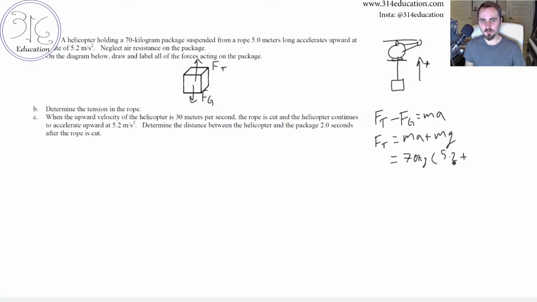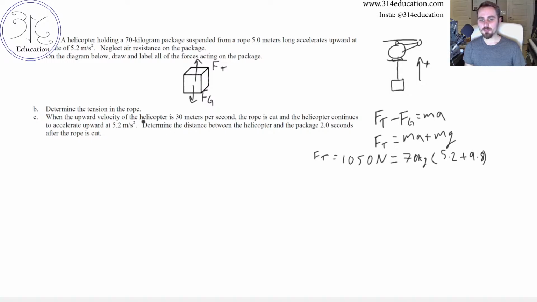Are we asked to use 10 for g? We're not, so I'm going to go with 9.8 because 9.8 is cooler. Actually, that works out much nicer because then it is just 15. So our force of tension is 70 times 15, which I do still need a calculator for. 1,050. 1,050 newtons is equal to our force of tension. Yeah, very cool. So that's B, all done and dusted.